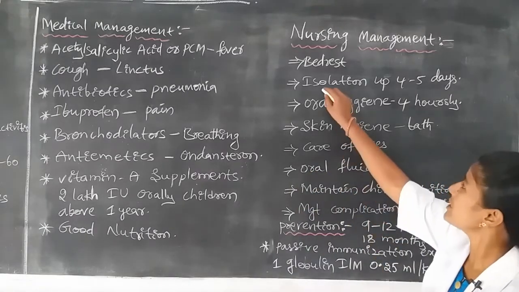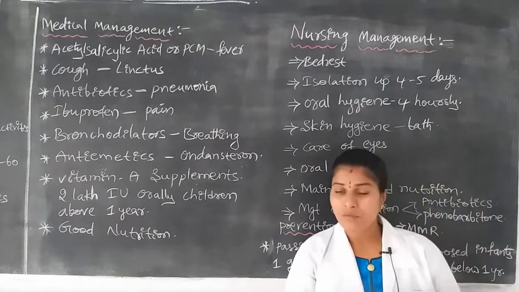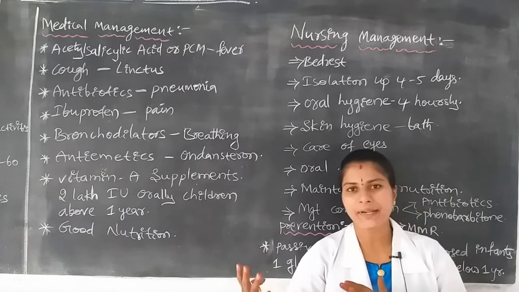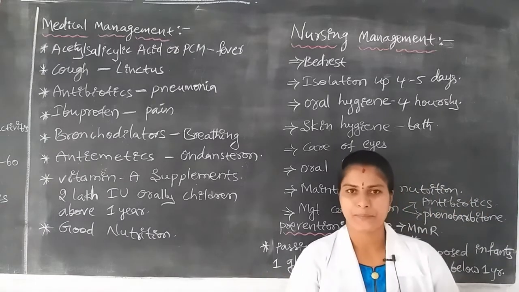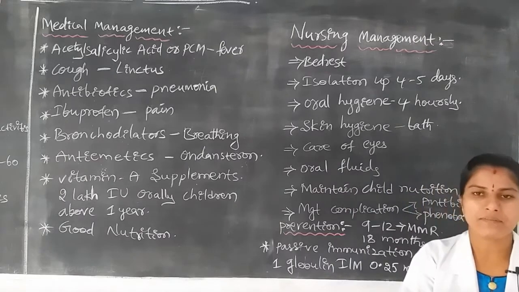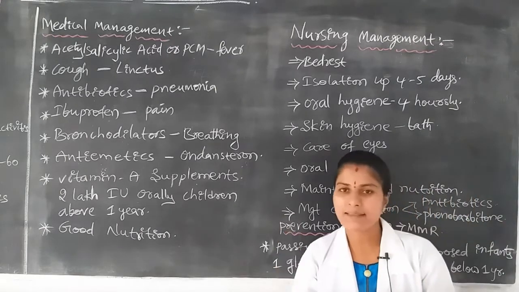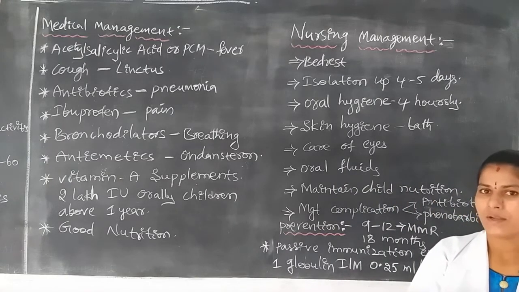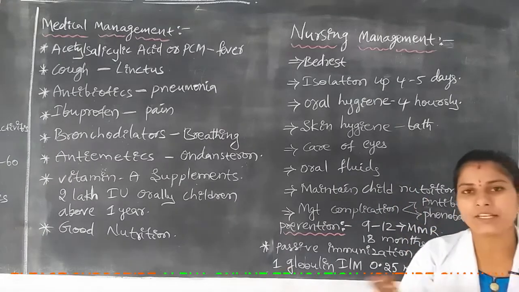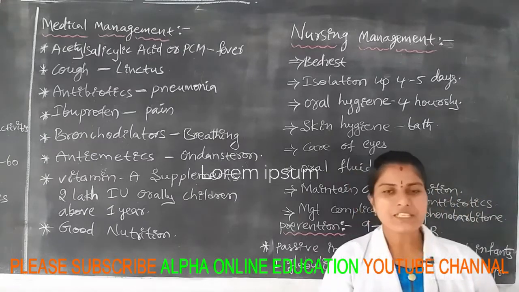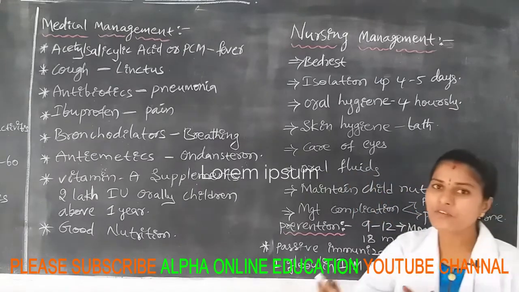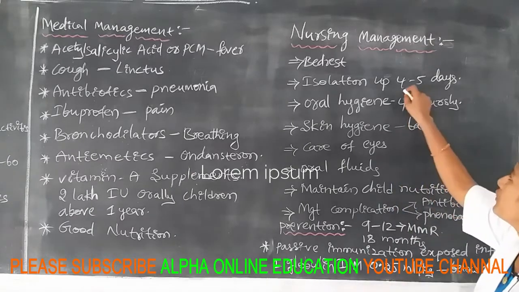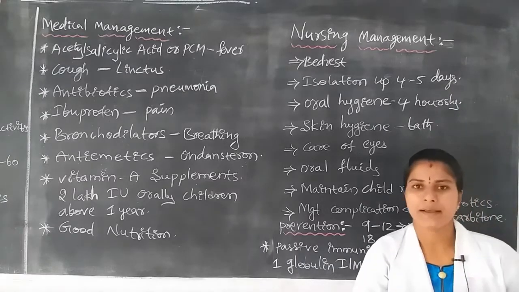Next, isolation. Why do we have to isolate the children? The disease spreads easily from one child to another. Unhealthy children easily spread it to healthy children through droplets, excessive sneezing or coughing. That's why, for prevention of spread of infection, we have to isolate the children up to 4 to 5 days after appearance of the rash.